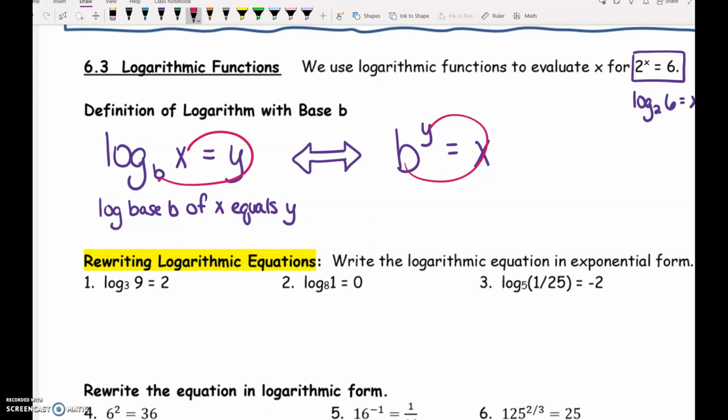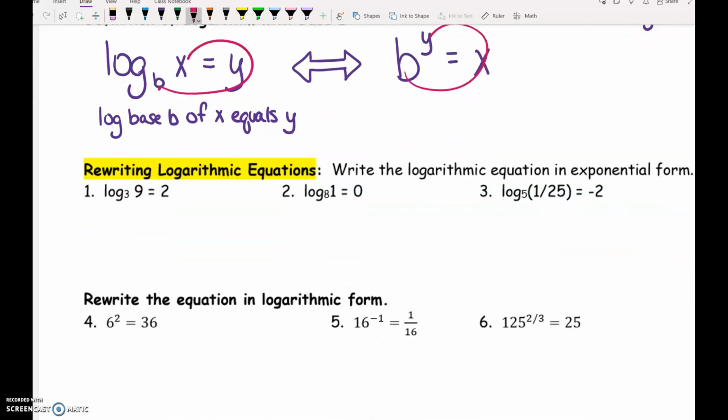When you're writing log base b of x equals y, that's all on the same line, the same size. The b, the base, is slightly smaller and below in subscript. Okay, first thing we're going to do is just practice translating from logarithmic to exponential form and from exponential to logarithmic form. So in number 1, I've got log base 3 of 9 equals 2.